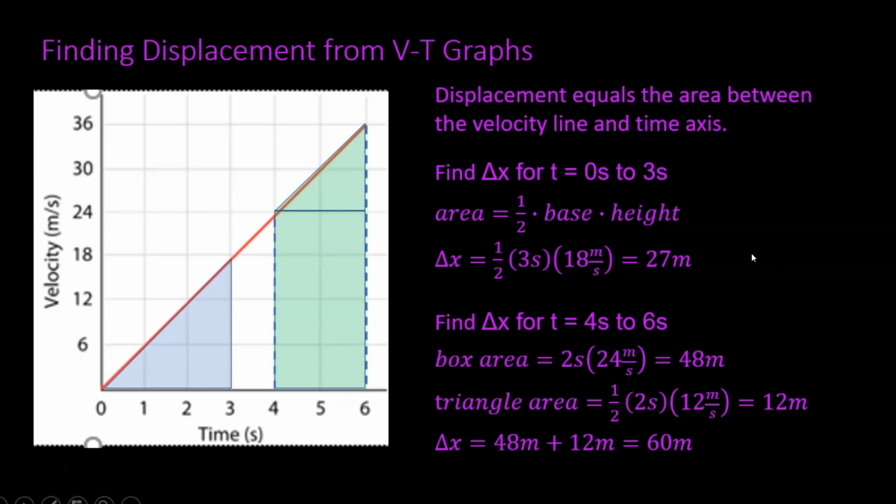Now, the same rules about being below the time axis apply here as they did with constant velocity. If you're finding areas below the time axis, if you're doing displacement, they are negative areas. If you're doing path length, all areas are positive.